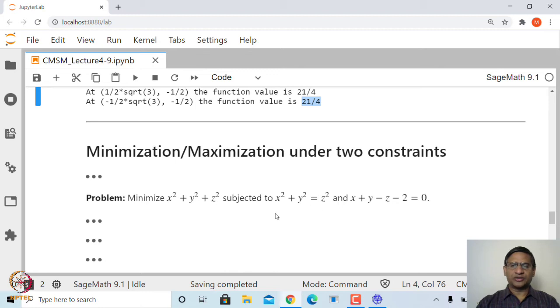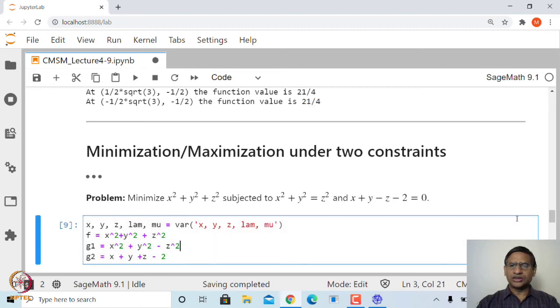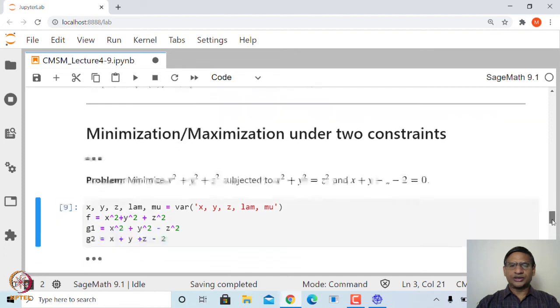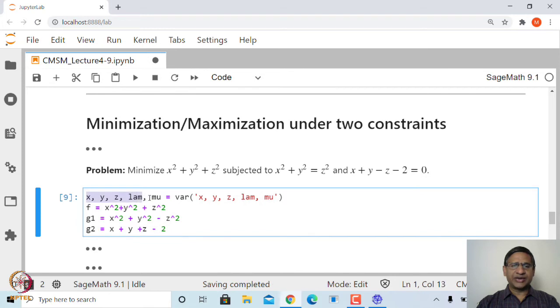That is the geometric meaning of this. So, if you try to plot the level curves of these 2 constraints, let us see what we get. So, first let us declare x, y, z and lambda and mu as variables. Before that, let me also explain what are the steps involved in solving this kind of problem.